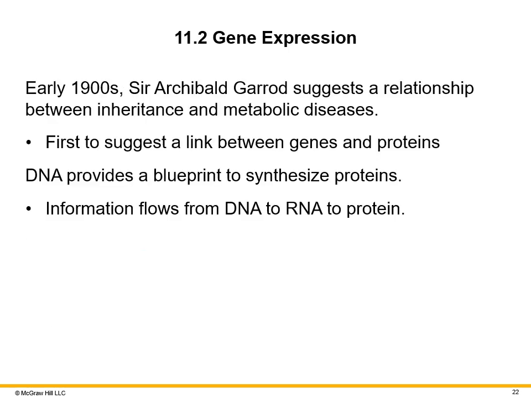In the early 1900s, Sir Archibald Garrod suggested a relationship between inheritance and metabolic diseases. He was the first to suggest a link between genes and proteins. DNA provides a blueprint to synthesize proteins. Information is going to flow beginning with DNA, and then to RNA, and then to protein. We call this process gene expression.